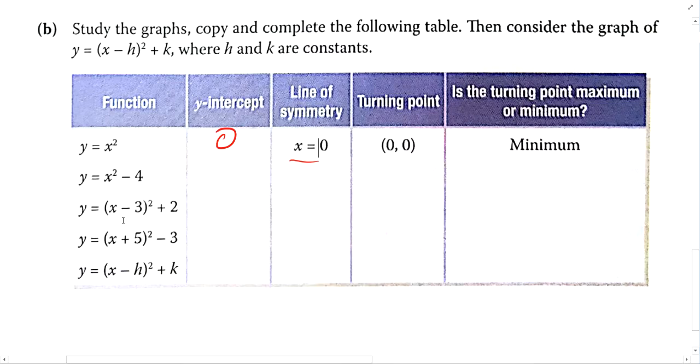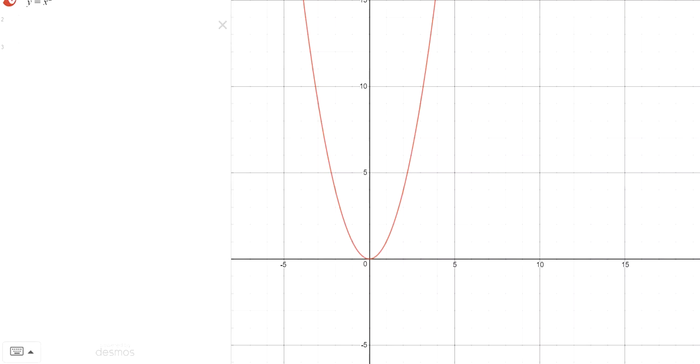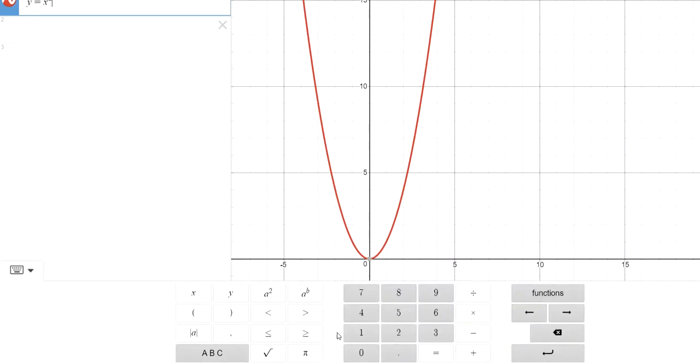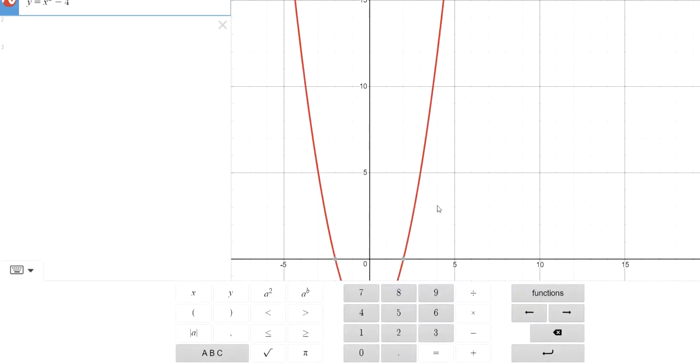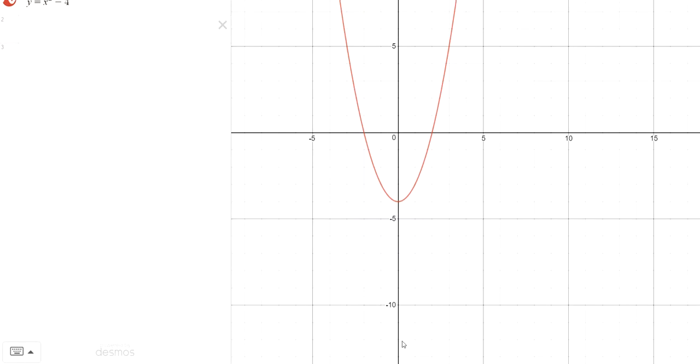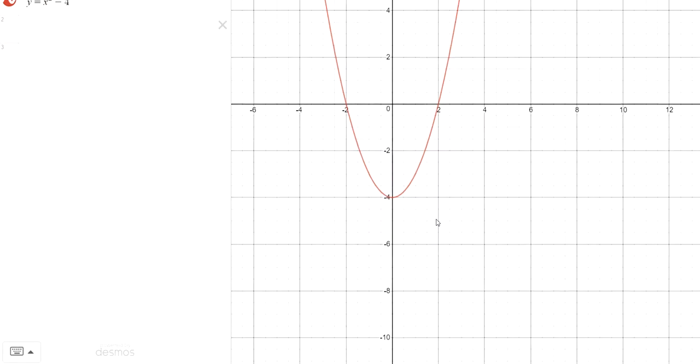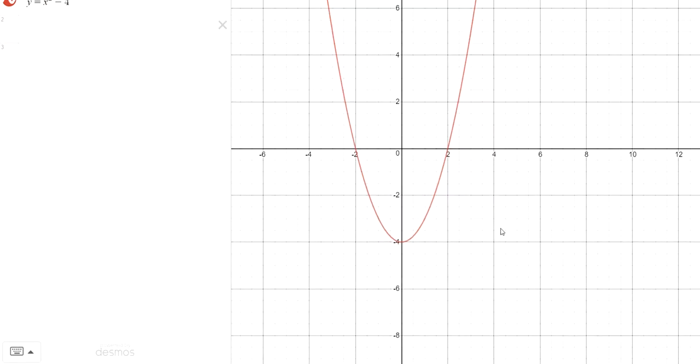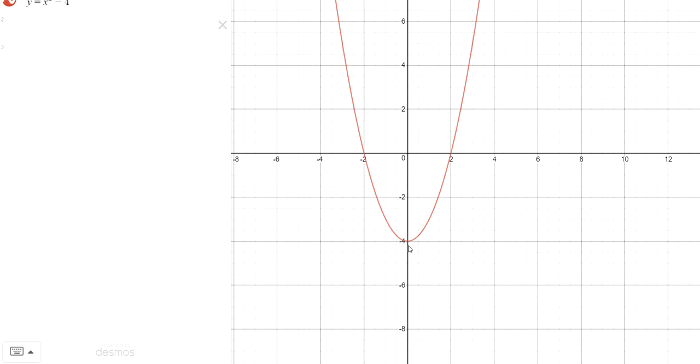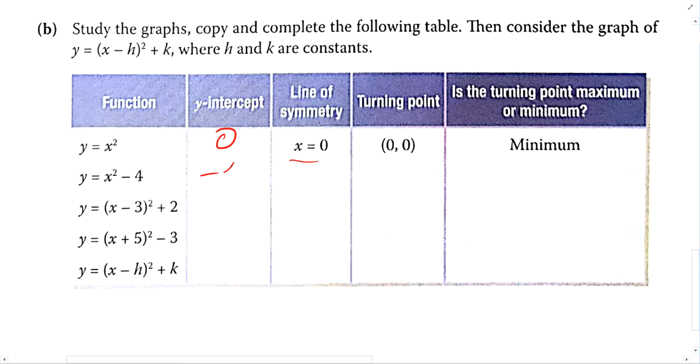So, next. y equals x squared minus 4. Beautiful. We have another parabola. What does the textbook want us to find first? Y-intercept. What is the value? -4. Can you see it from here? Okay, write it down. Value -4.